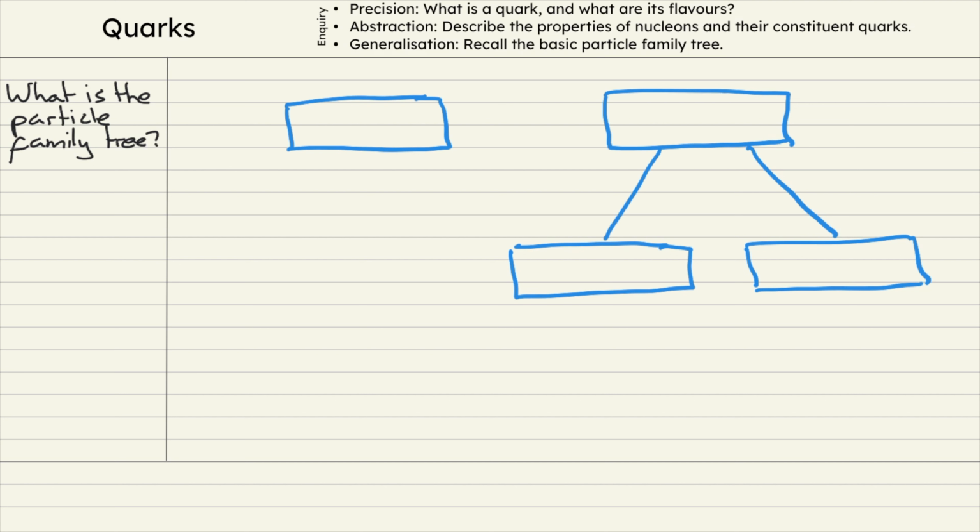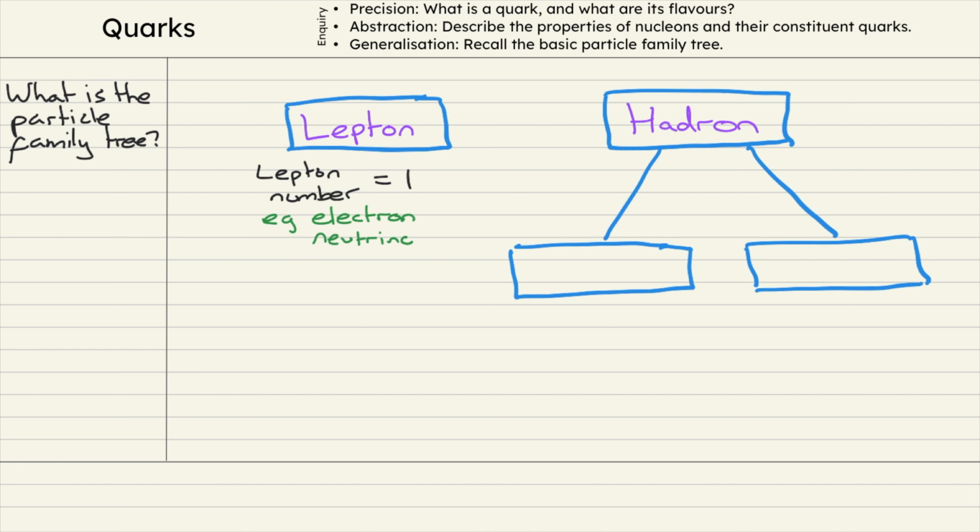Alright, so first off, leptons and hadrons. So things are either leptons, which means they have a lepton number of 1. Particles in this group include electrons and neutrinos. Or they can be hadrons with a lepton number of 0. Anything with a quark is in this group, so that includes protons and neutrons.